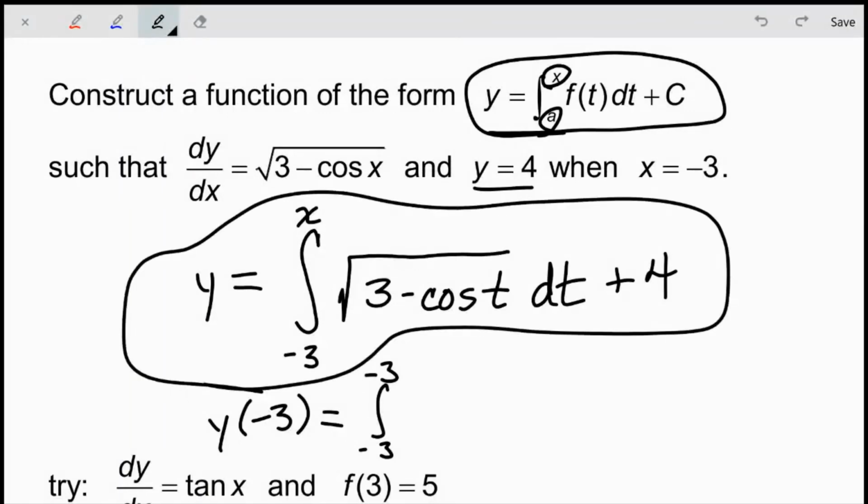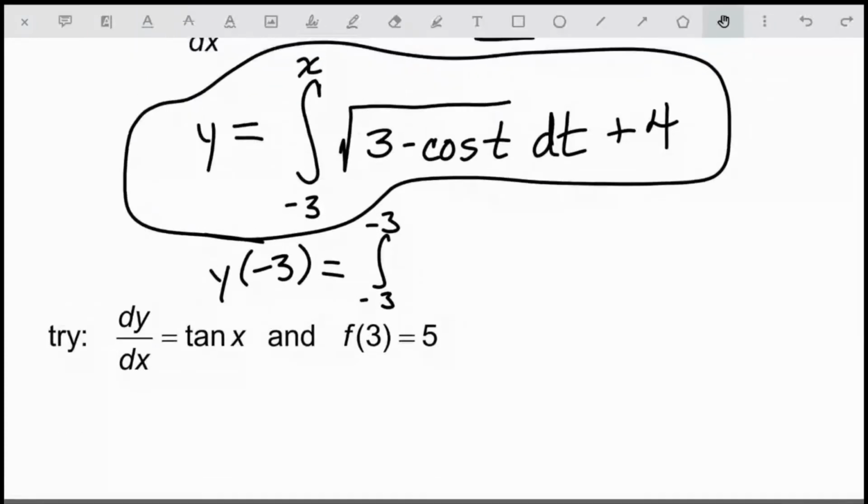Notice if we took the derivative of this, we would get the square root of 3 minus cosine x. And if I plug negative 3 in, I do get a y value of 4. So even though we couldn't actually solve the integral and get the true y function in the traditional sense, we still could get our function in terms of an integral.